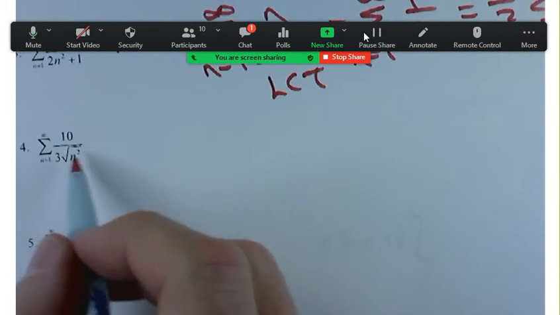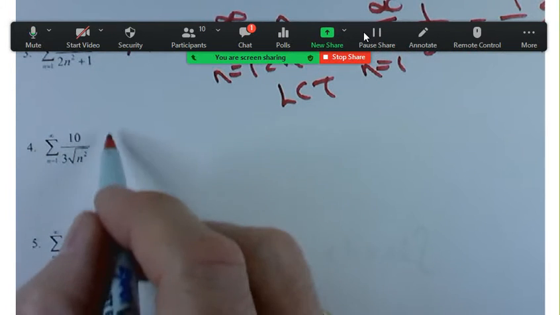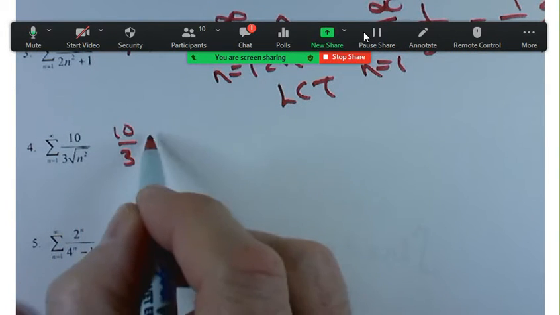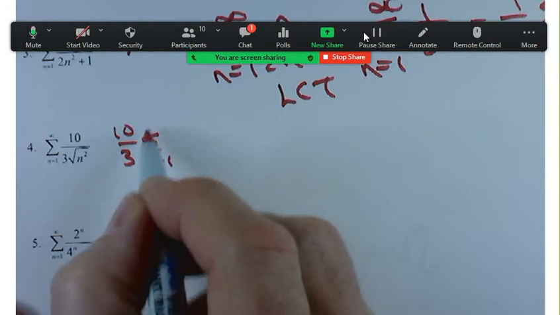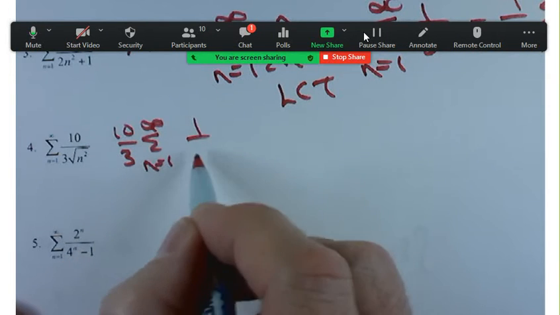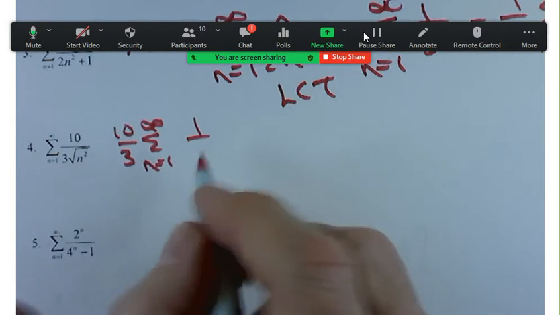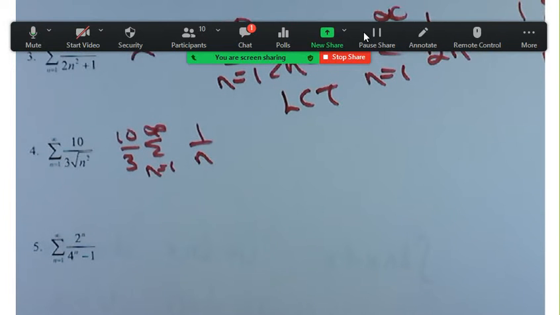This one, again, the constants, we can kind of get rid of those. 10/3, put that out in front. The sum from n equals 1 to infinity of 1 over the square root of n squared, which is just n. We're back to a p-series test. P equals 1.